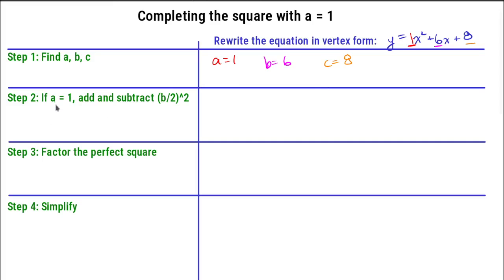We notice that a is equal to 1. That's an important observation. Otherwise, we'd have to modify our steps a little bit. So we'll talk about that later. But we do have a equals 1 in this case. So the next step is to add and subtract b over 2 squared.